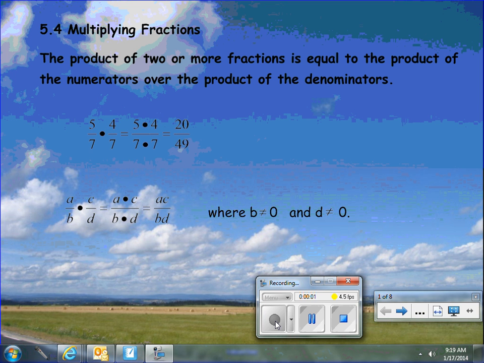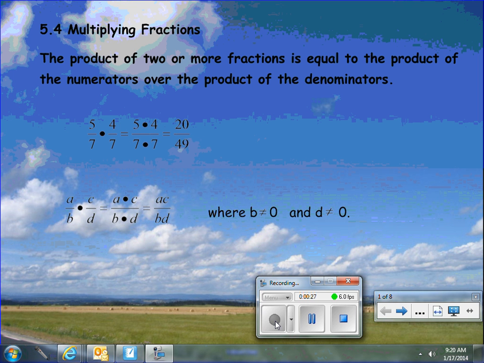Multiplying fractions. The product of two or more fractions is equal to the product of the numerators over the product of the denominators. So in your example, 5/7 times 4/7, 5 times 4 is 20, 7 times 7 is 49. That is your final answer because it cannot be simplified.